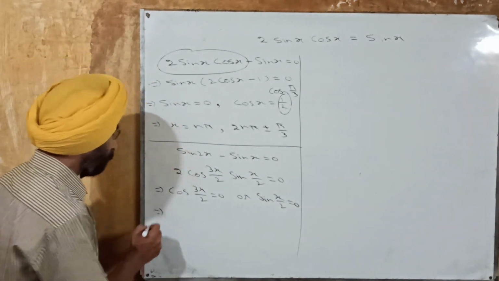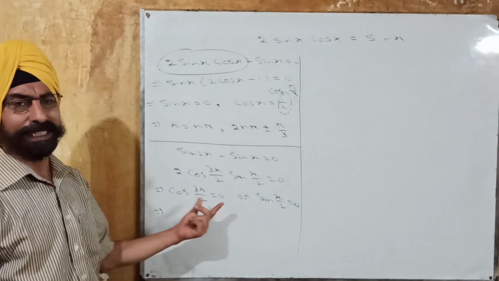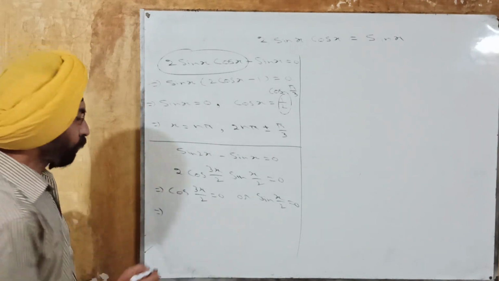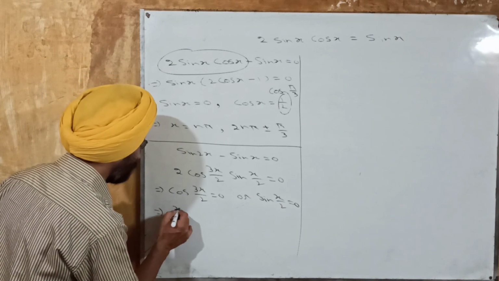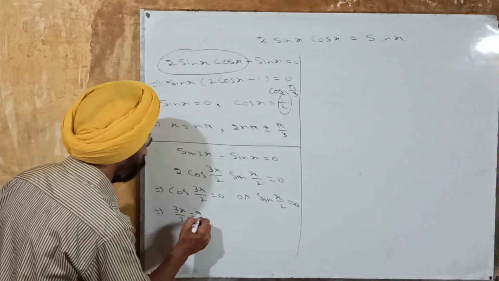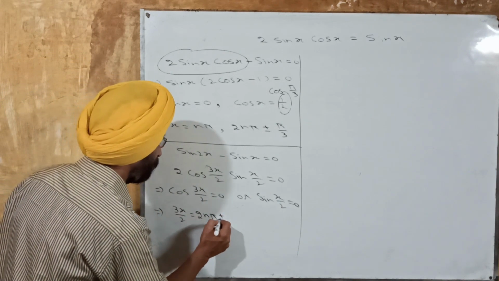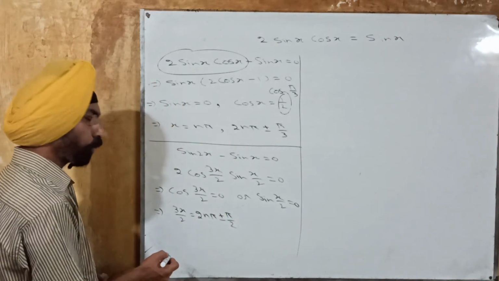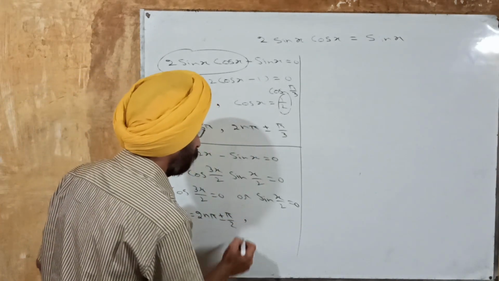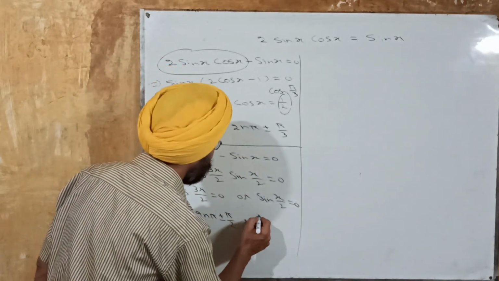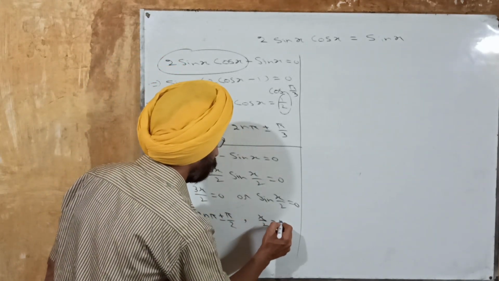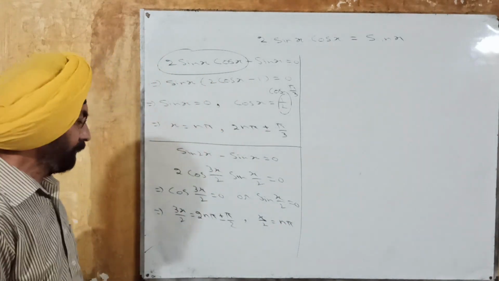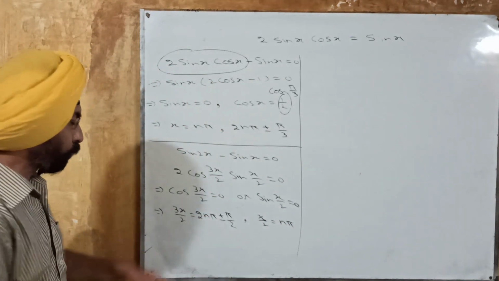So from here, once again, this is cos 3x by 2 is equal to 0. So what you will get from here, 3x by 2 is equal to 2n pi plus minus pi by 2 and multiply it by 2 by 3. So here you will get x by 2 is equal to n pi. So multiply here by 2 by 3.